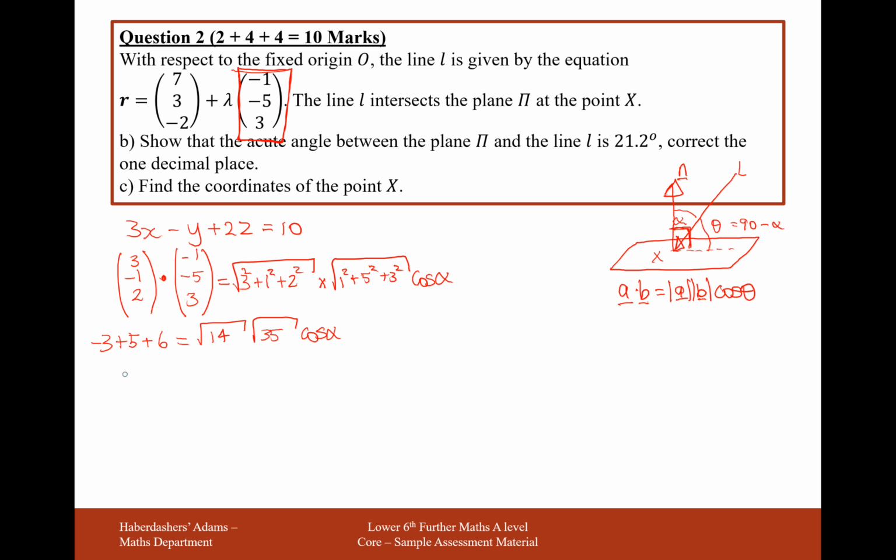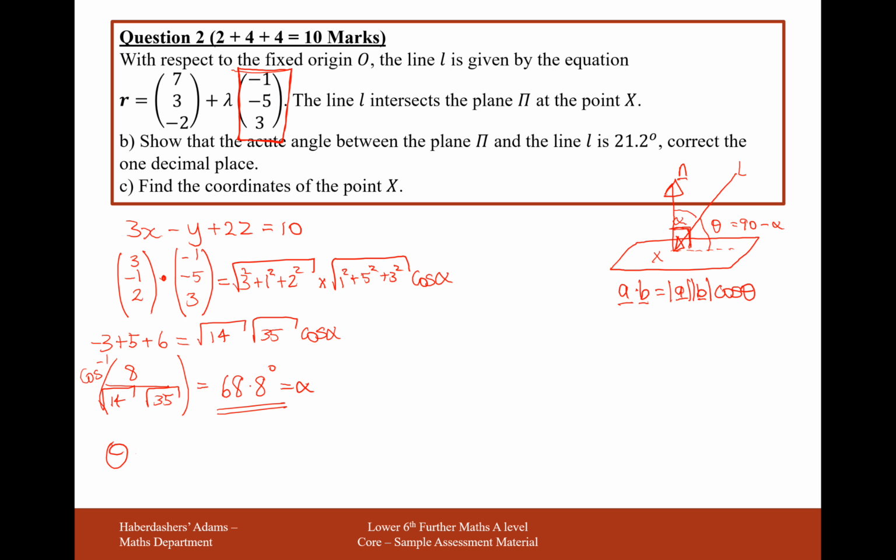So here we're going to get 11, take away 3, we're going to get an 8. And divide through by those moduluses, we'll get square root of 14, square root of 35. And what we're going to do is we're going to do cos -1 of this answer here. And we're therefore going to get 68.8 degrees. So therefore, this is equal to alpha.